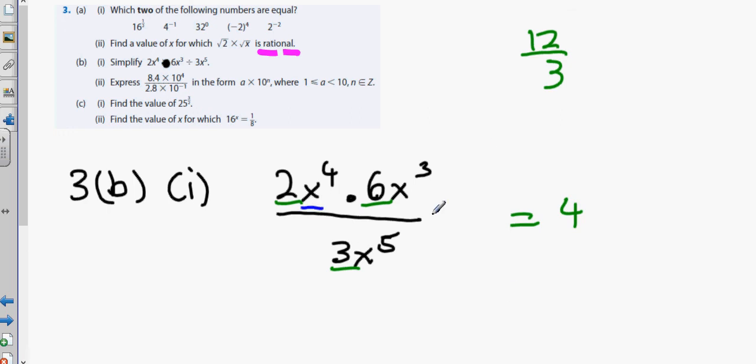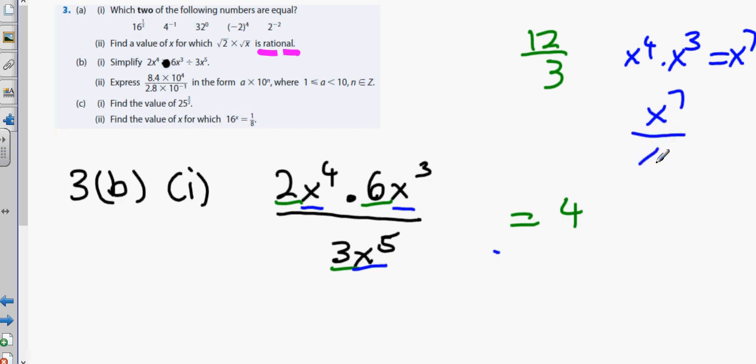Now x^4 multiplied by x^3, you add the powers and you get x^7. x^7 is then being divided by x^5, and this means you take them away, so it's x^(7-5), which is x^2. The answer is 4x squared. Next question.